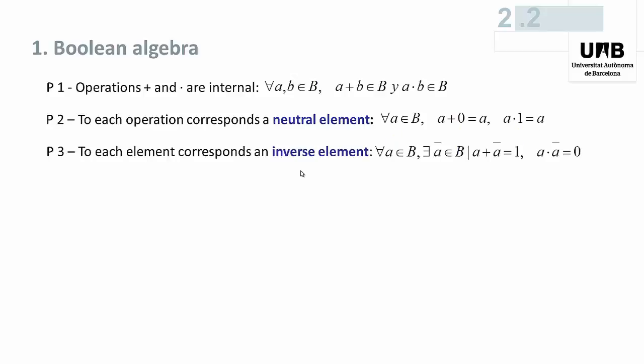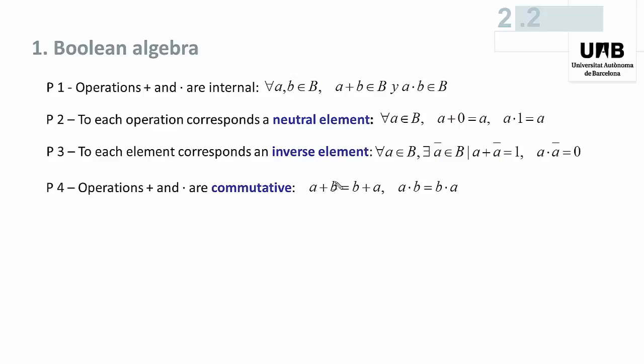The next rule is that to each element corresponds also an inverse element. That is to say, given any element A of B, there exists an inverse of A, A bar, or not A, such that A plus not A is equal to 1 and A times not A is equal to 0.